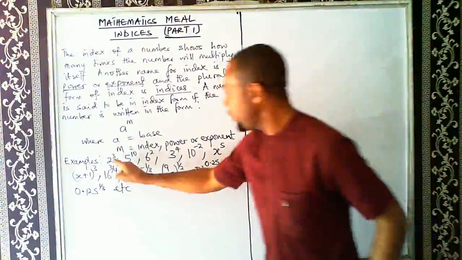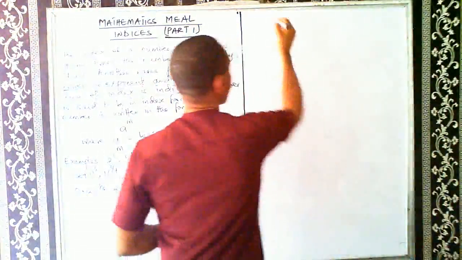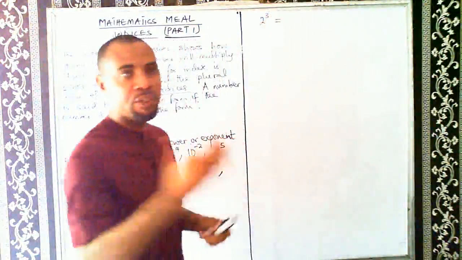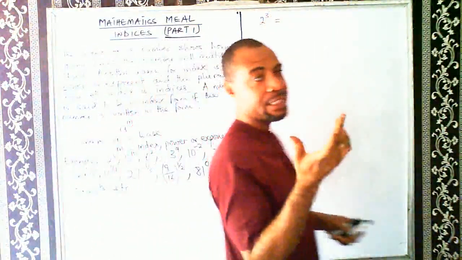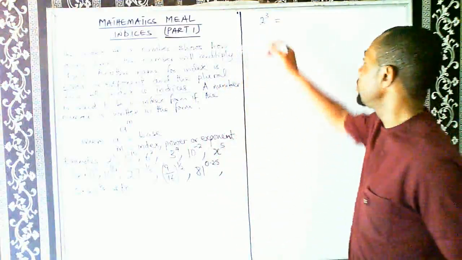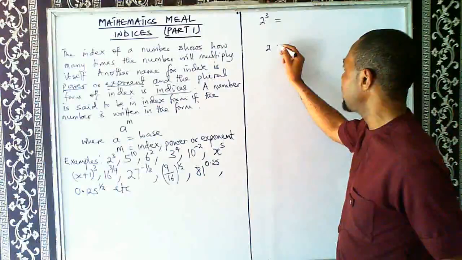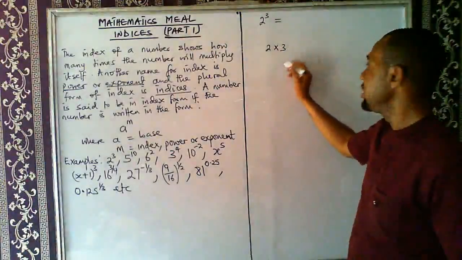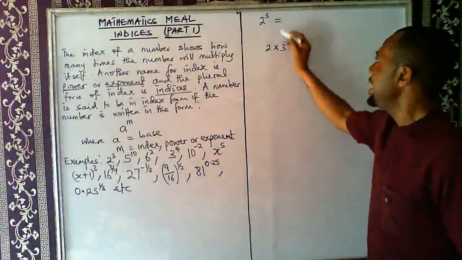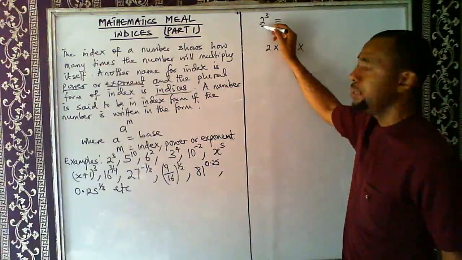So let's pick the first one. Let's pick 2 raised to the power 3, for example. Now, when we're given 2 raised to the power 3, what do we mean exactly? Someone that has not studied indices will just say it's like they are trying to ask us to multiply 2 and 3. This is wrong. That's not what it means. This is the index, and this is the number, the base.